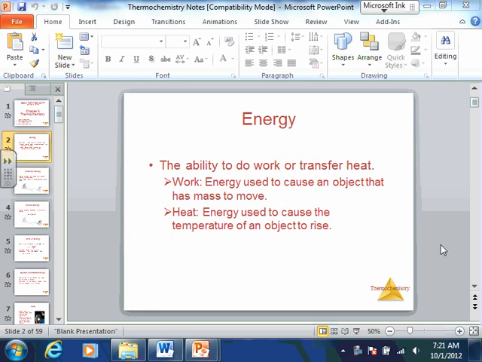We've got a new unit we're starting here, and this one is about thermochemistry. A lot of this is going to be new in the sense that we did not cover it last year in chemistry class. Now, if you've had a physics class, then a lot of this will probably be review for you. But basically, we're going to start talking about the energy of chemical reactions and how all of that works.